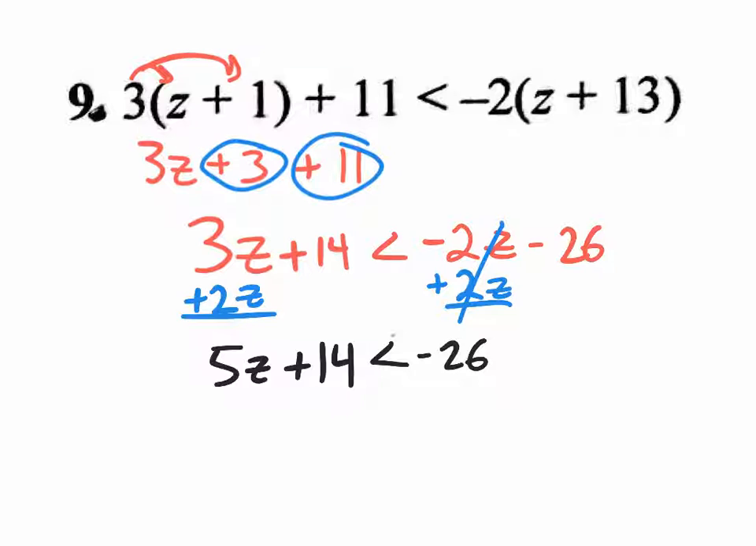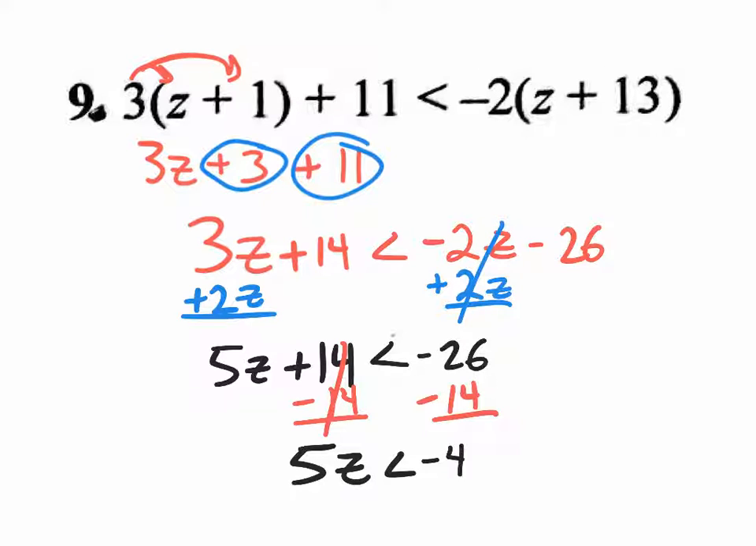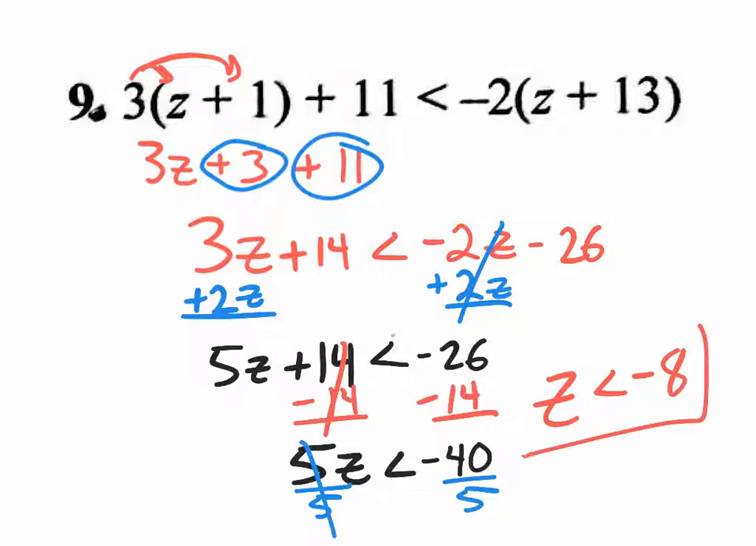Okay, so we almost have z by itself. We need to get rid of that 14 and the 5. So I want to get rid of the 14 by doing the opposite, minus 14. Minus 14. What I have left is 5z is less than negative 40. If you owe $26 and you owe $14, you're going to owe $40 altogether. So for my final step, I need to divide by 5 and divide by 5. Do I flip the inequality symbol or do I leave it? Leave it. So I have z less than negative 8, because we did not divide by a negative. That's why you don't flip it.